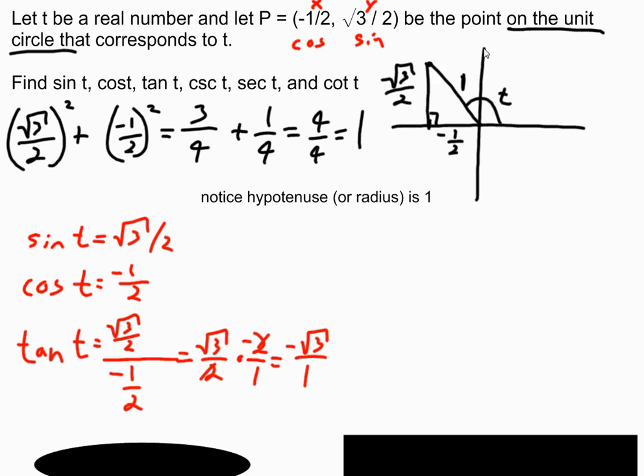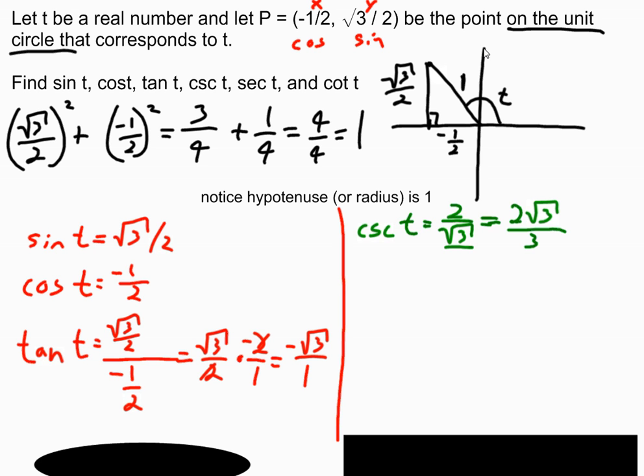Okay, so now that I have my original 3 trig functions, I can reciprocate those and get my reciprocal functions. So sine of t, reciprocal, s goes to c, so it's cosecant of t is equal to 2 over the square root of 3. All right, can't leave things irrational in the denominator, so we've got to rationalize it. So multiply both numerator and denominator by the square root of 3. We get 2 square root of 3 over 3.